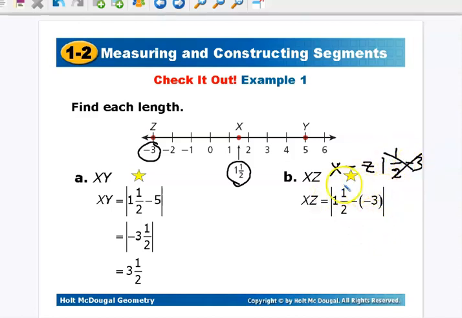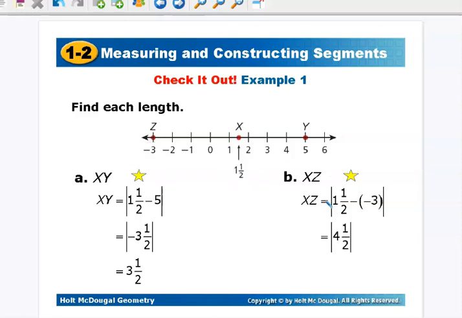So we'll do our math here, and I'm fine if you use a calculator. Find out what 1 and 1/2 minus a -3 is. Okay, that gives us 4 and 1/2. So the absolute value of 4 and 1/2 is just 4 and 1/2.